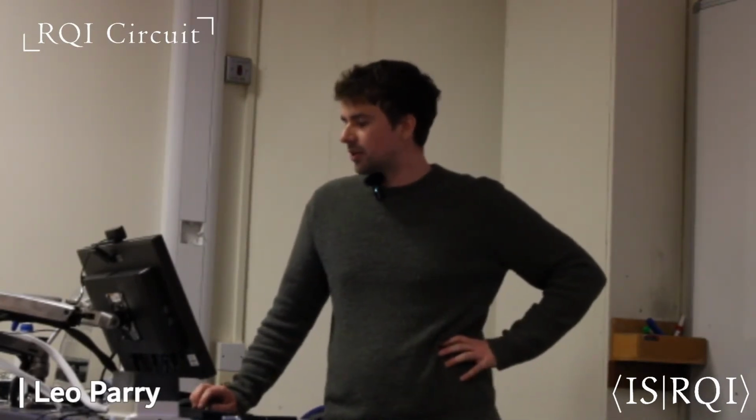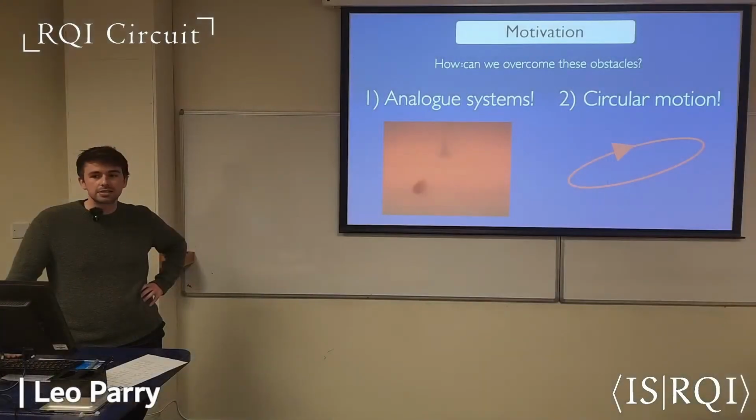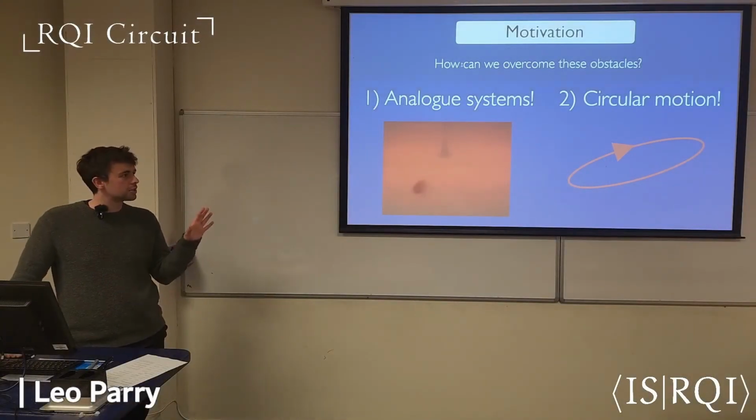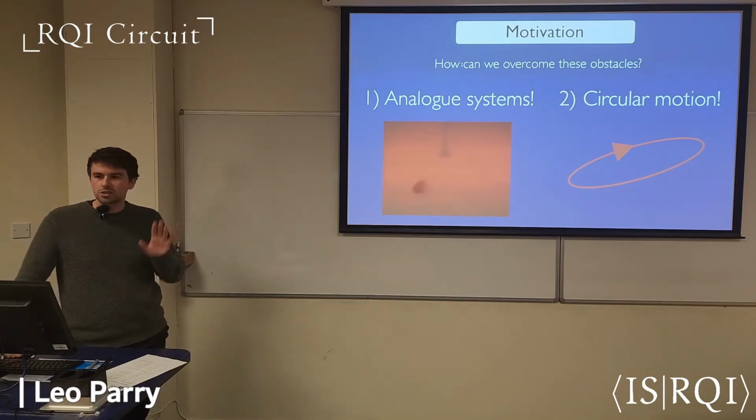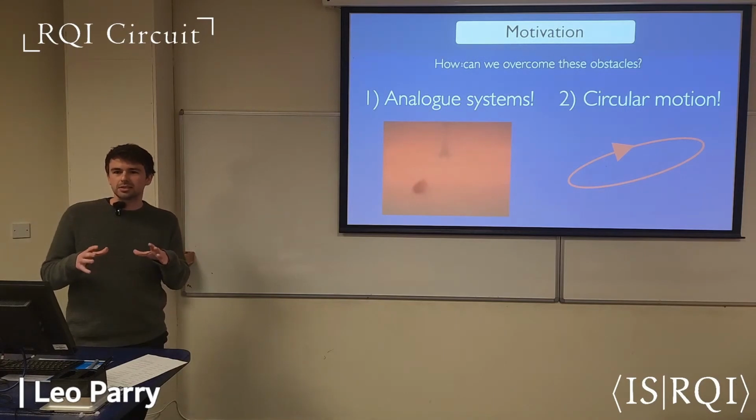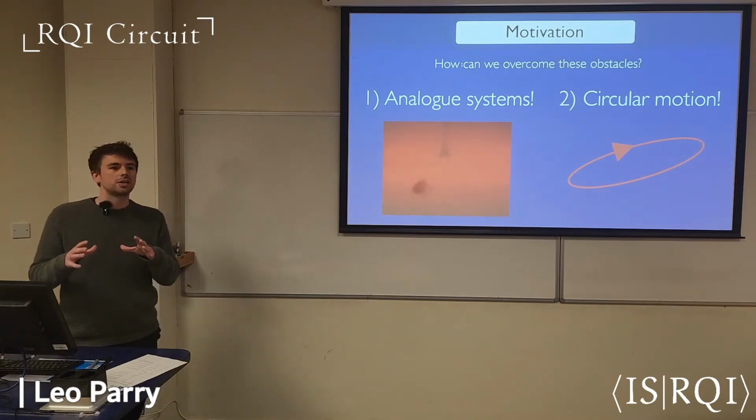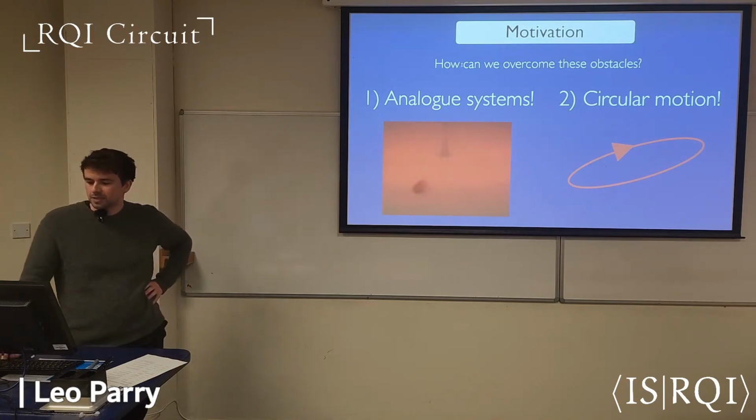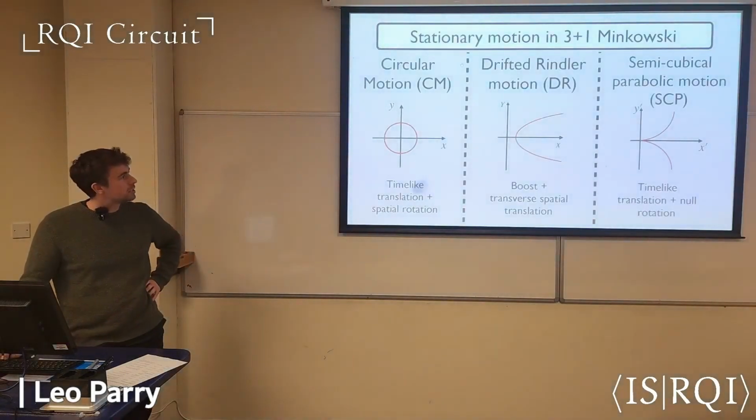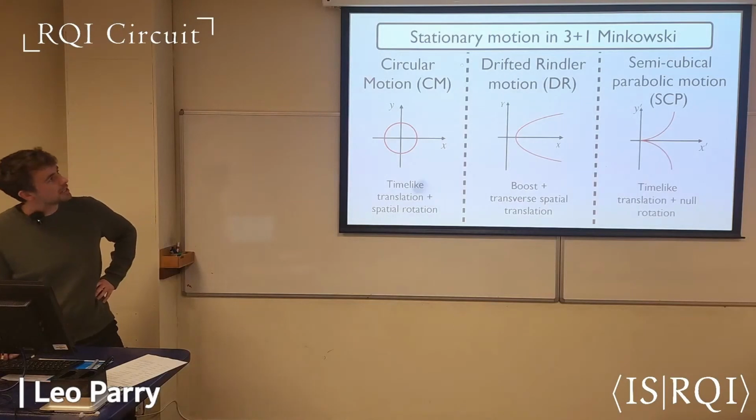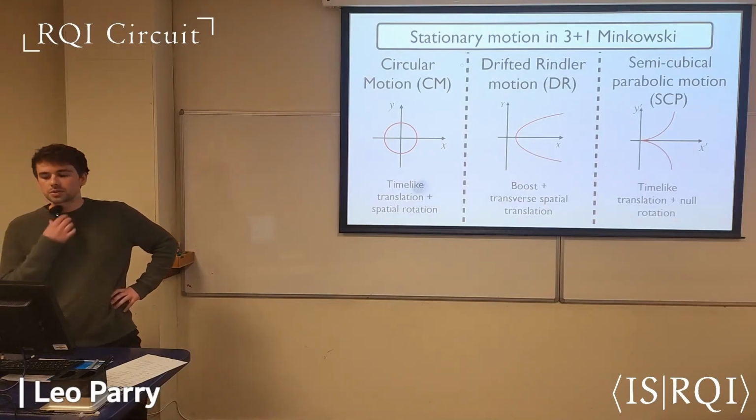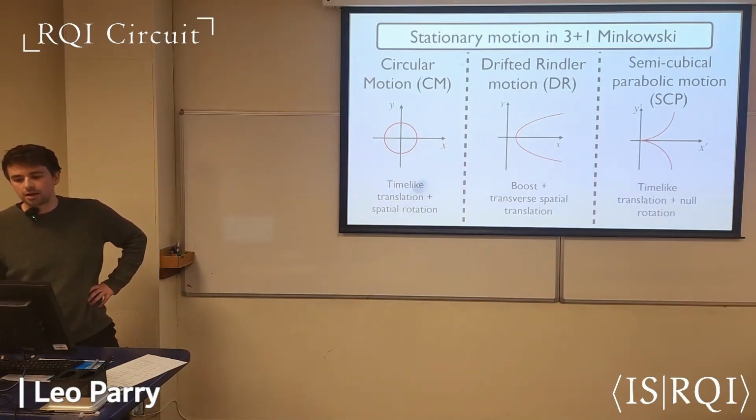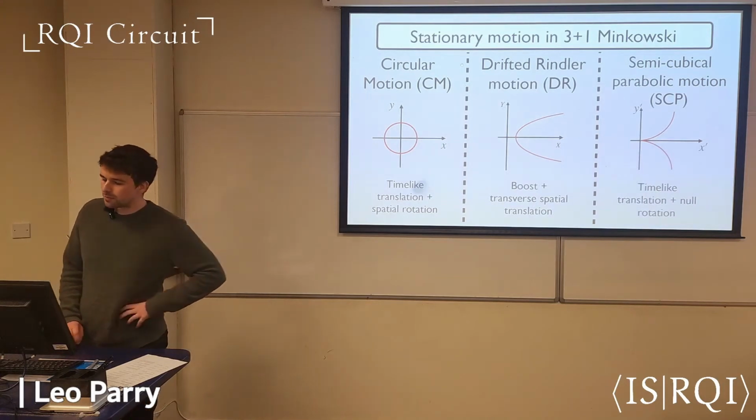The other thing we can do is look at circular motion instead of linear acceleration. So like linear acceleration, this involves a constant acceleration. However, now we can contain the system in a finite size laboratory for an arbitrarily long length of time. Okay, and what I'm interested in is different types of stationary motion in Minkowski spacetime.